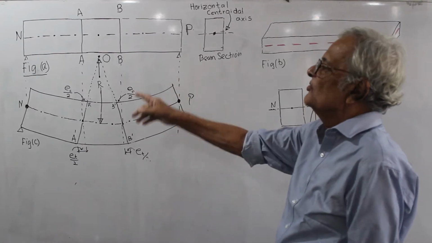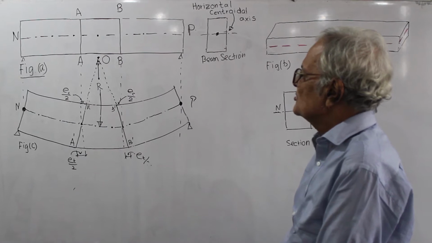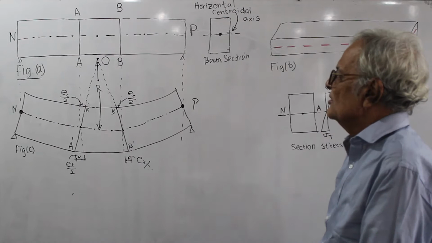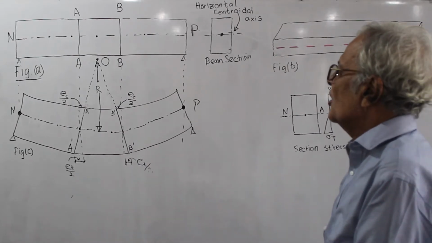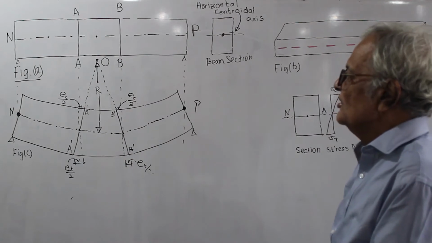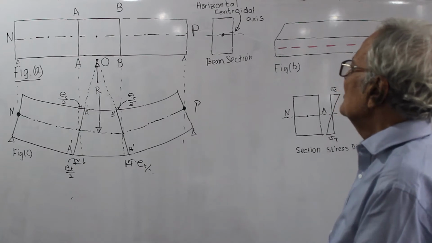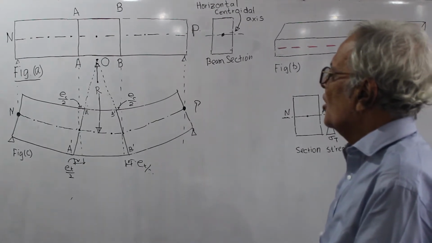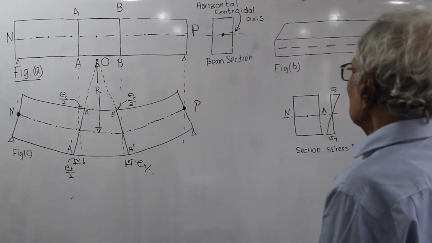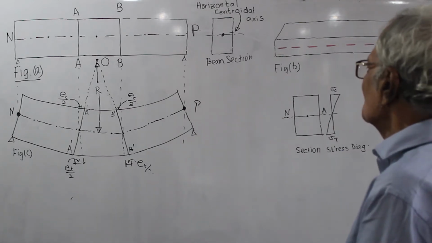Figure A shows a straight beam. A cross-section of the beam is shown just to the right of it. In the beam, NP is called the neutral plane. The neutral plane is the plane passing through the horizontal centroidal axes of all the sections of the beam. The neutral plane is clearly shown in the 3D diagram shown in figure B.